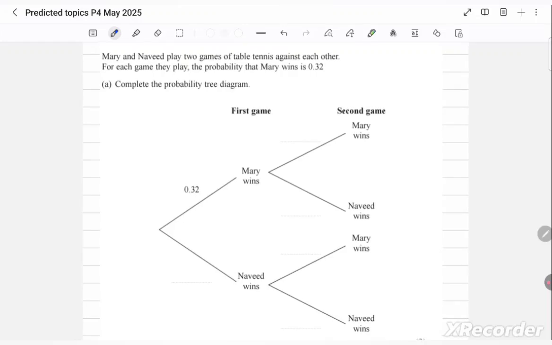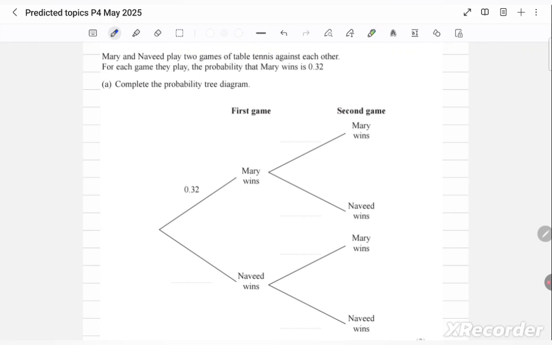So Mary and Naveed play 2 games of table tennis against each other. For each game they play, the probability that Mary wins is 0.32. Complete the probability tree diagram. You didn't have a probability diagram in paper 2, so I expected that you would have one. Anyway, let's solve this type of question, and I think it's important.